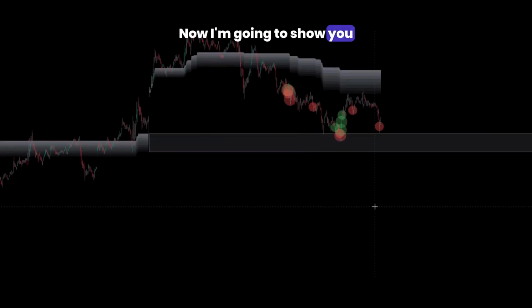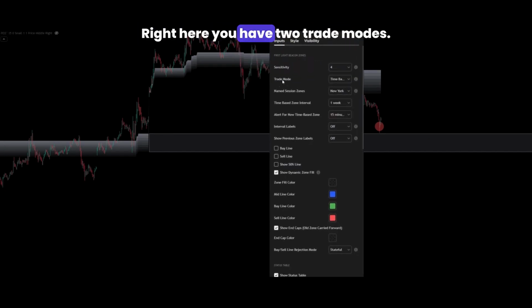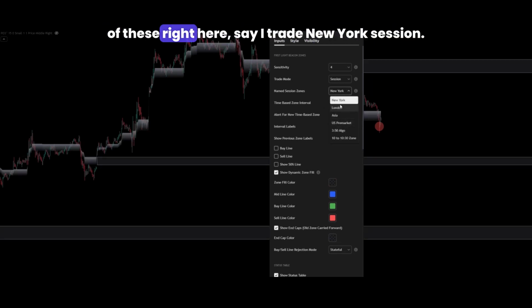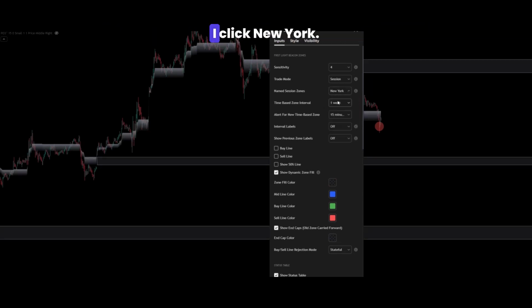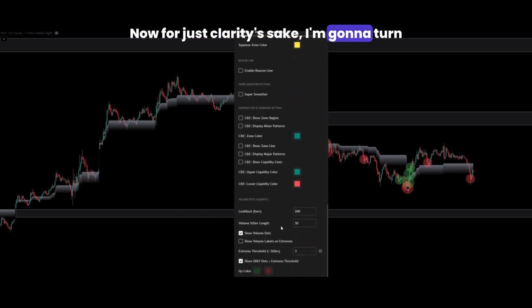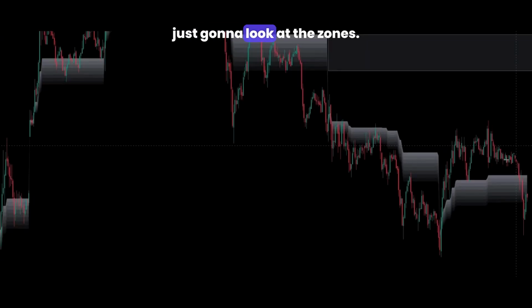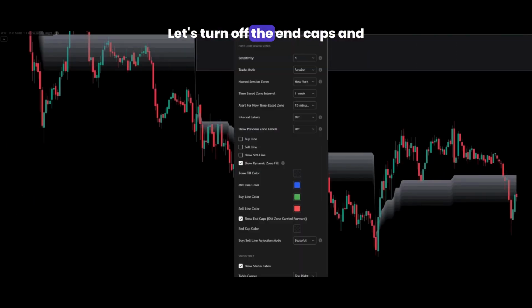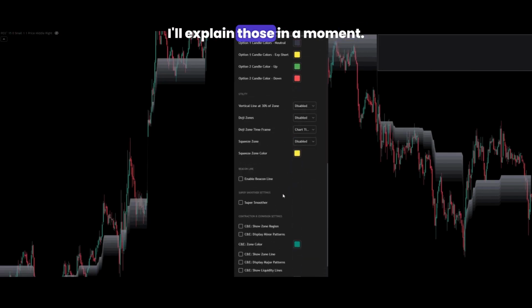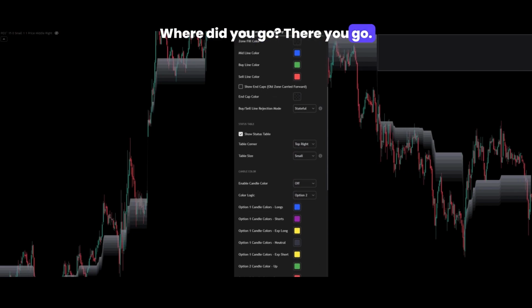Now I'm going to show you what the First Light Beacon is. Here's the settings for it right here. You have two trade modes. You have session or time-based. If I go to session, I'm going to click on one of these right here. Say I trade New York session. I click New York. That's going to show me. Now, for clarity's sake, I'm going to turn off the orders and the volume, and we're just going to look at the zones. Let's turn off the end caps, and I'll explain those in a moment. Where did you go? There you go. Turn it off right there.